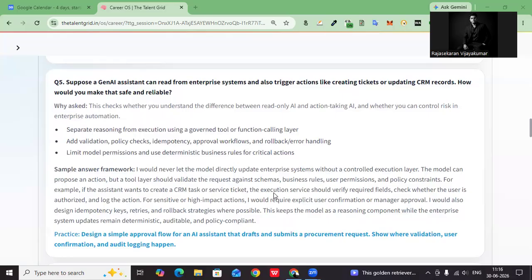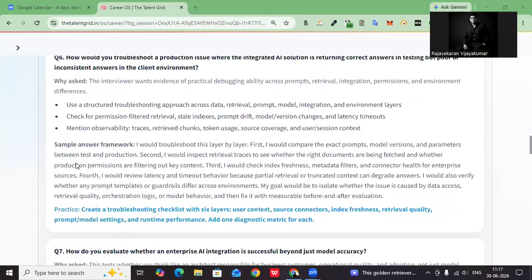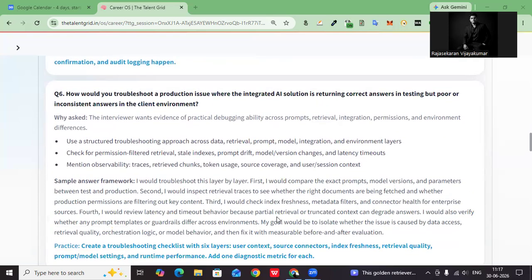Okay, great. Coming to the next question: how would you troubleshoot a production issue where the integrated AI solution is returning correct answers in testing, but poor or inconsistent answers in the client environment? Okay.